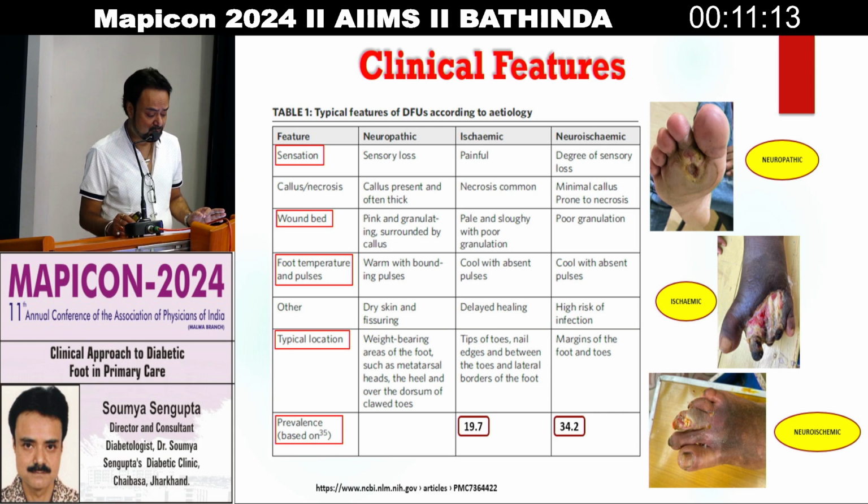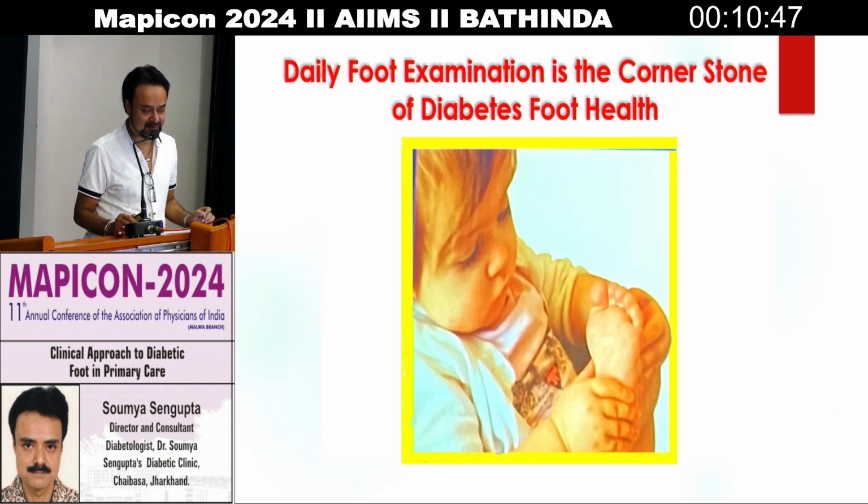Location is also very important, as you see in the picture. In neuropathic ulcer, the weight bearing areas of the foot are affected, such as metatarsal heads, heel, and over the dorsum of the claw toes. In ischemic ulcer, tips of the toes, nail edges, in between the toes and the lateral borders of the foot. And in neuroischemic ulcer, margins of the foot and toes are usually affected. Prevalence wise, neuropathic ulcers are the most common. It's about 46.1% prevalent in India.